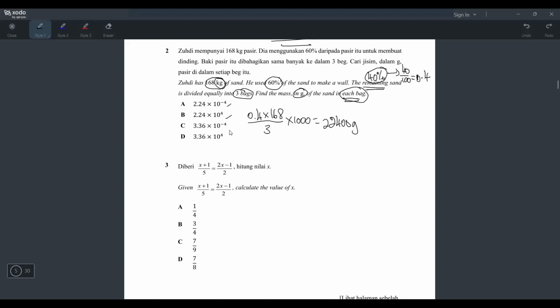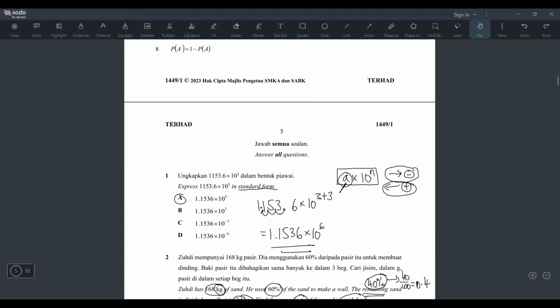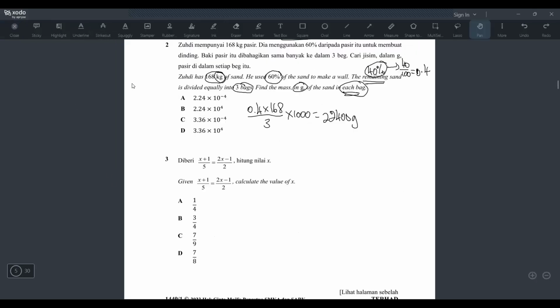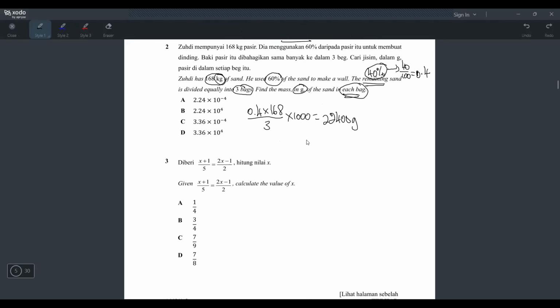Because all these answers are in standard form. Just look at all the answers here. It looks like standard form, right? I mentioned already what standard form is. This one is standard form: A times 10 power n. And remember, the A value has to be what? The A value must have a decimal, and before the decimal can only have 1 digit, right? So if you look at this, 22400, how can we convert to standard form?